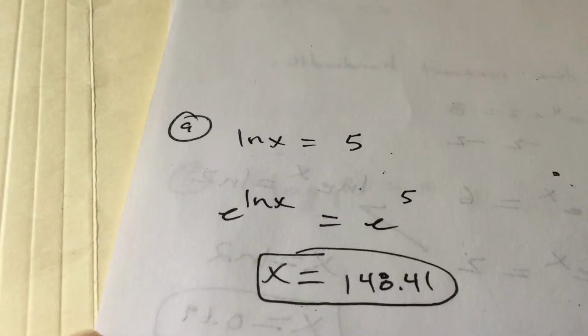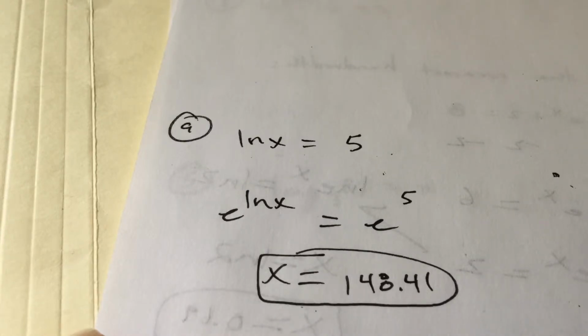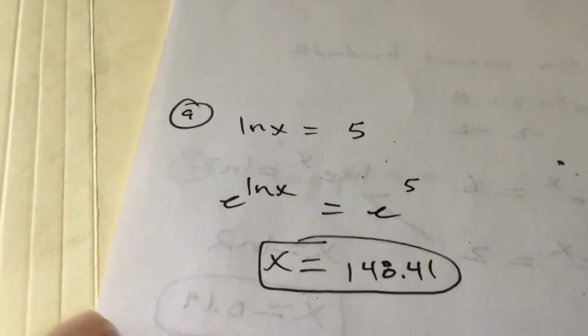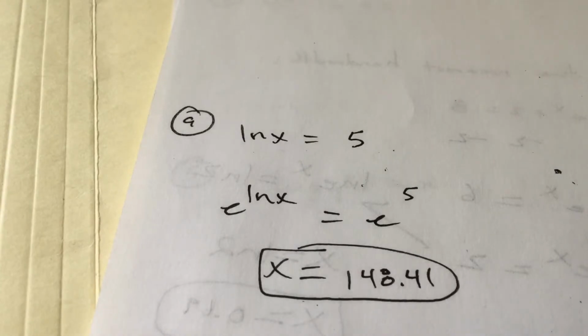Here you just simply attach e as a base. You get x is equal to e to the 5th, which is a perfect answer on its own. Again, as we will talk about in class, how to get rid of natural log, you attach e as its base. This is the first one there. You attach e as the base. E to the 5th is a perfect answer, but 148.41 is also right.